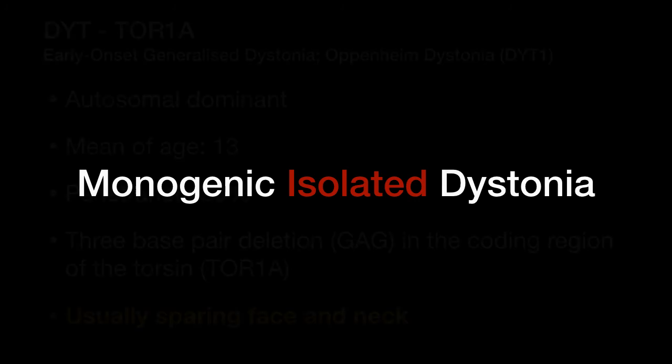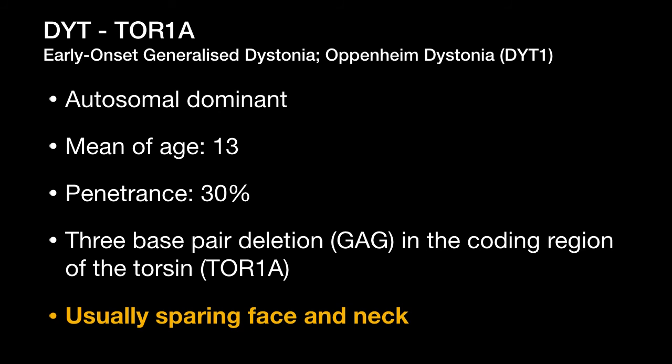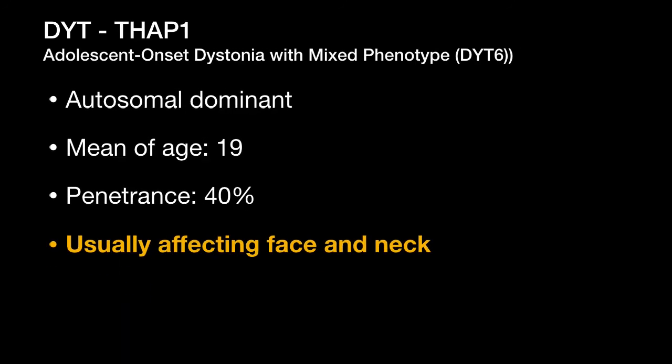Let me give a brief description of some of the most common dystonias. In monogenic isolated dystonia, DYT1 due to TOR1A is one of the best known. It's autosomal dominant, starts in early childhood and becomes generalized in a couple of years. The most important clinical feature is that the face and neck are usually spared. This is in contrast to DYT6 due to mutation in THAP1, which has the same profile as DYT1 but involves the face and neck.